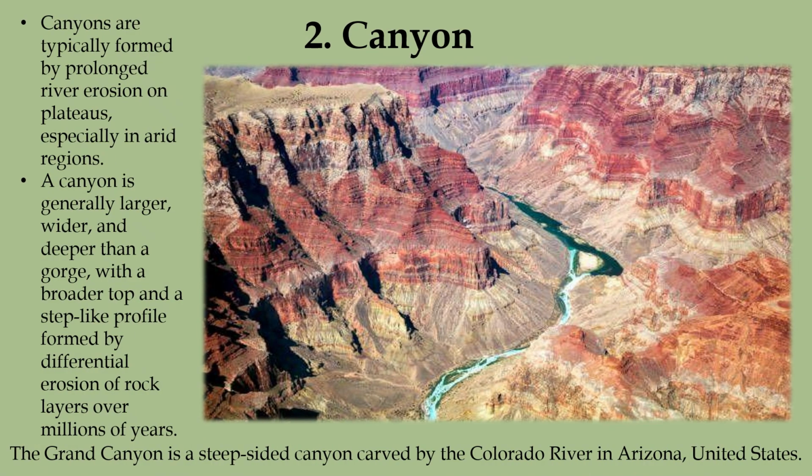The second landform that is carved by a river is canyons. Canyons are typically formed by prolonged river erosion on plateaus, especially in arid regions. The Grand Canyon is a steep-sided canyon carved by the Colorado River in Arizona, United States.